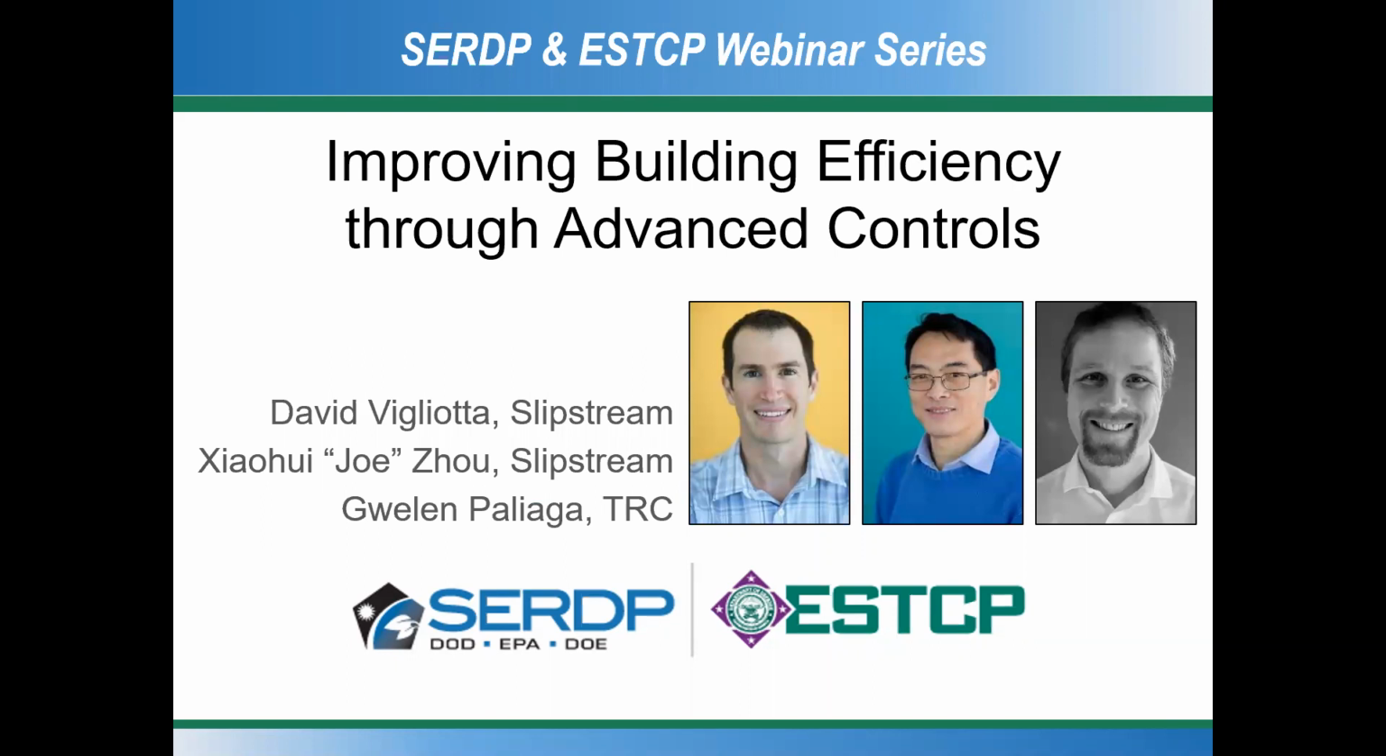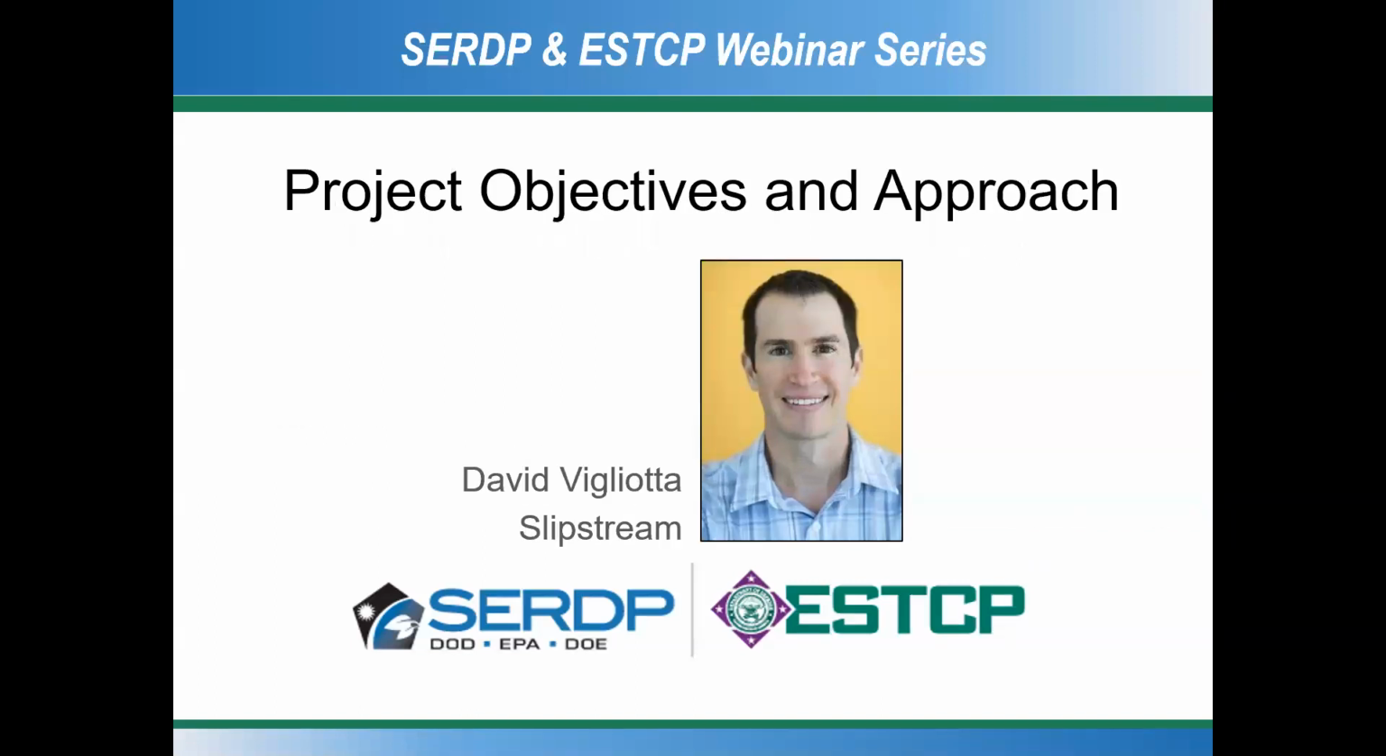It is now my pleasure to introduce our 3 speakers. We're going to kick off with Dave Vigliotta, who is Director of Strategic Partnerships at Slipstream in Madison, Wisconsin. Dave is responsible for developing and implementing strategic business initiatives and marketing strategies that support Slipstream's education, research, policy, and programs. He recently served as a panel co-leader for the American Council for an Energy Efficient Economy. He earned a bachelor's degree in marketing from Plymouth State University in New Hampshire.